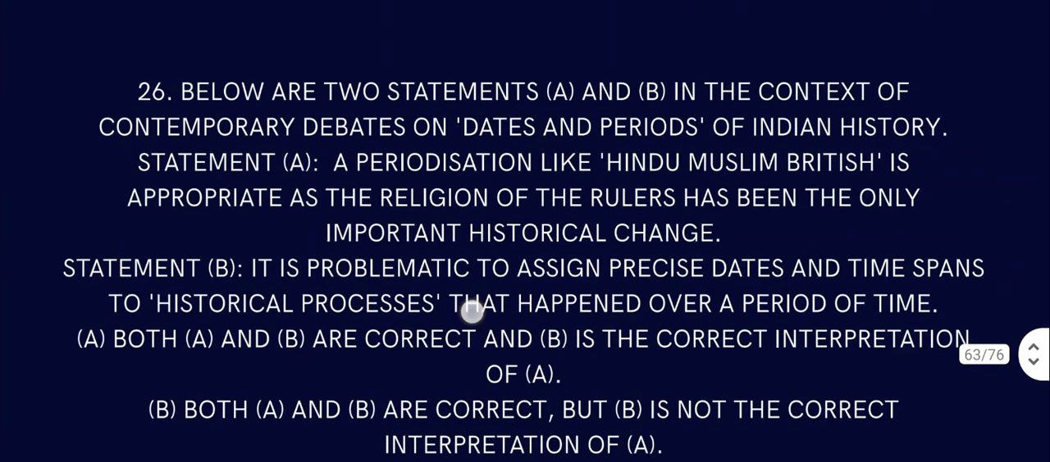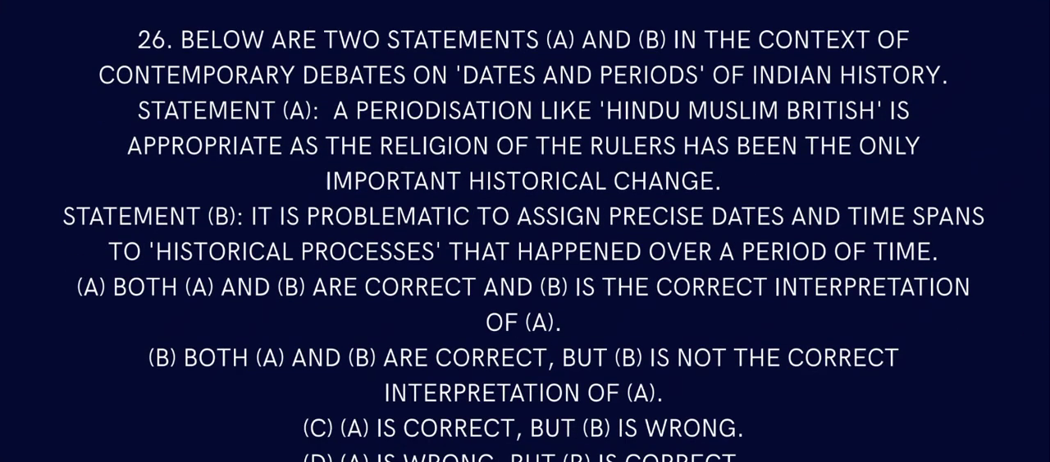Question number 26. Below are two statements A and B in the context of contemporary debates on dates and periods of Indian history. Statement A: periodization like Hindu, Muslim, British is appropriate as the religion of rulers has been the only important historical change. That is pretty wrong.